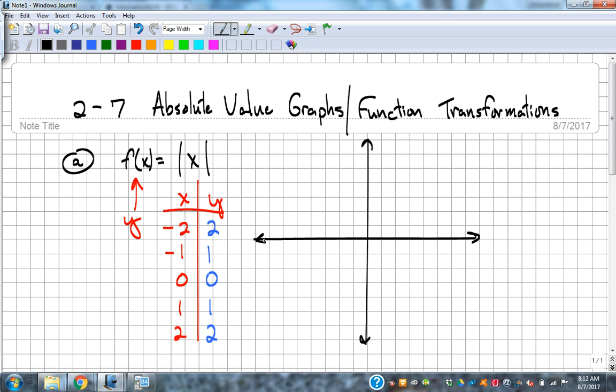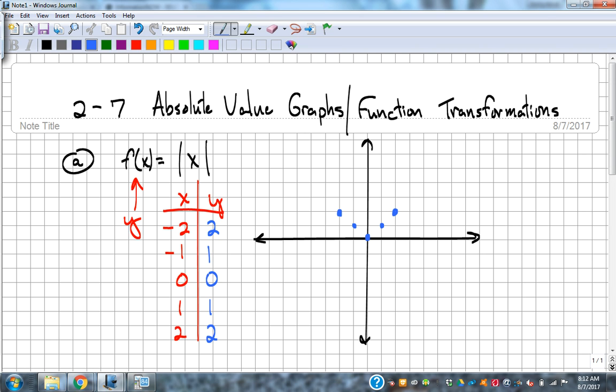So I've got a coordinate plane there. X-axis goes left to right, y-axis going up and down. And we're going to plot those points. So -2, +2 is right there. -1, +1, 0, 0, 1, 1, and 2, 2.